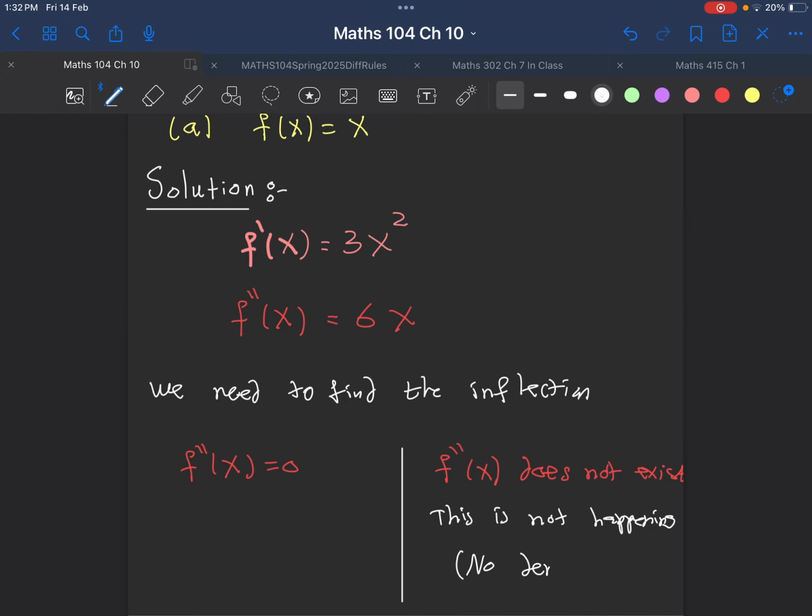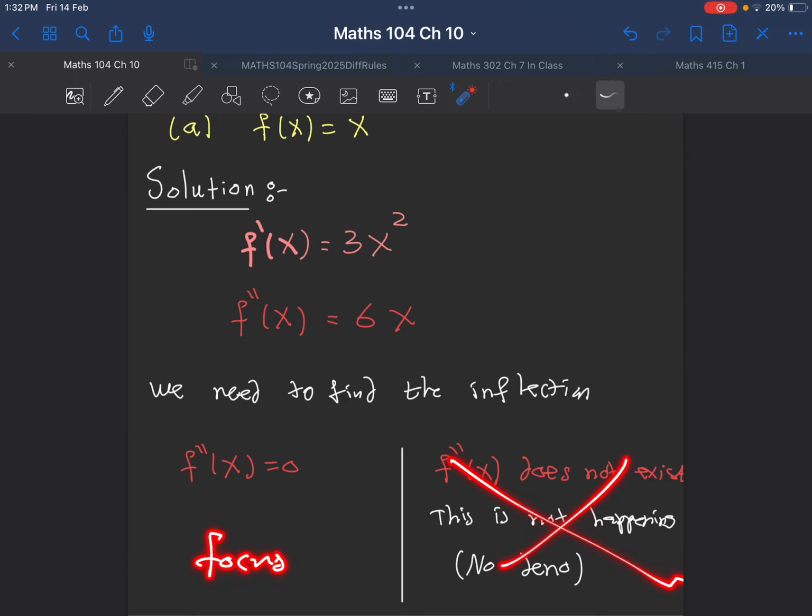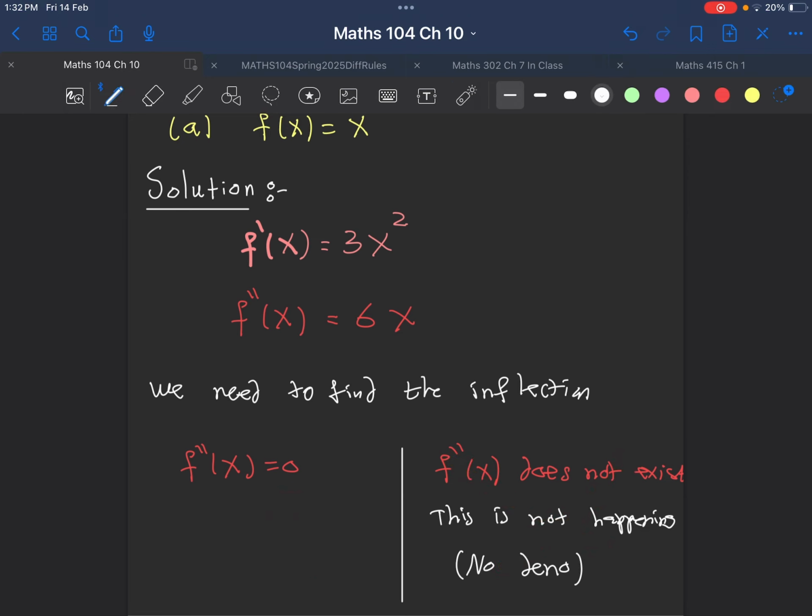The reason why we don't have any problem with this function, in particular, if we go similar to what we did, there is no denominator. So this case will not be useful to me. So only I'll focus here.